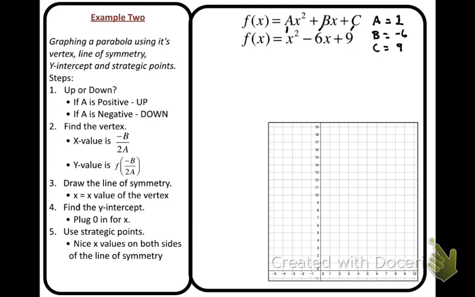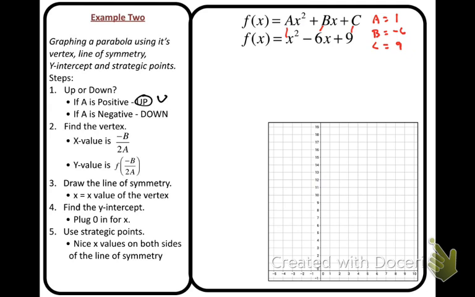Now, step 1. Does this parabola open up or down? Is a positive or negative? If you look, a is +1, which means our parabola is going to be opening upward, which gives us a U shape.